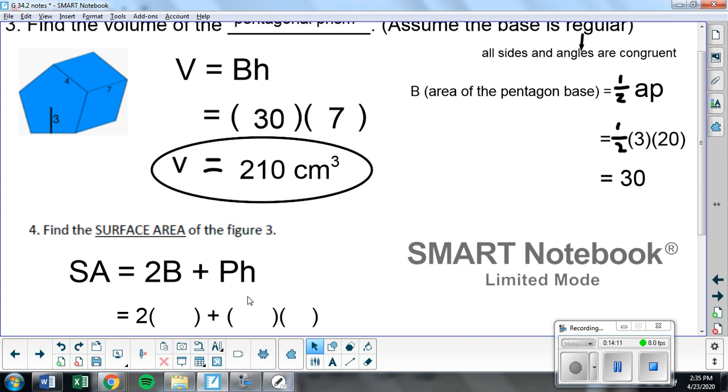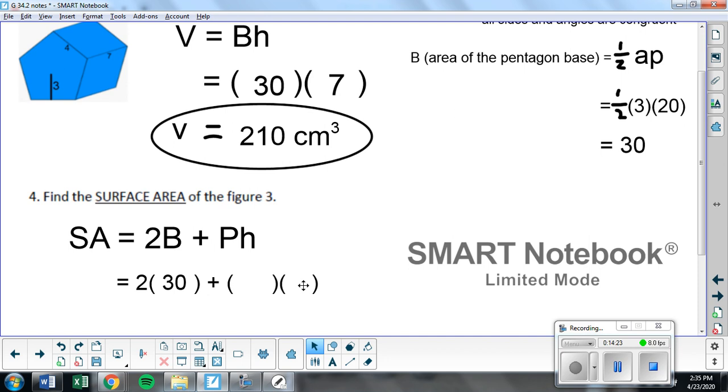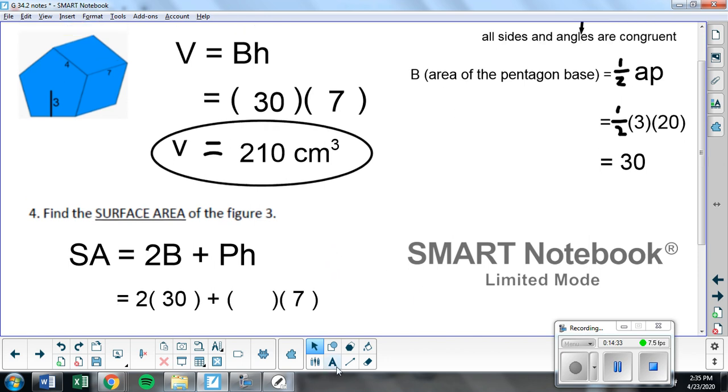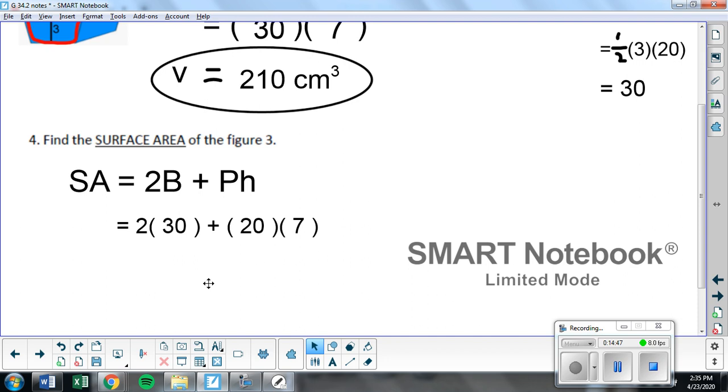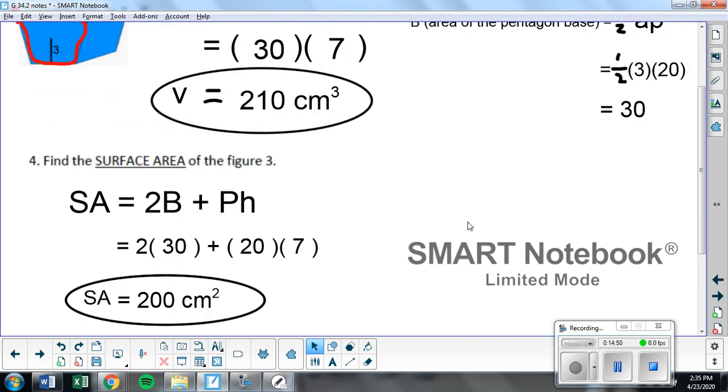So we've already found capital B and H. Capital B was over here. You don't have to show the work again because you already did it. The area of this pentagonal base is 30. Let's fill in height because we already have that. The height of the prism is 7. And then perimeter of the base. So go ahead and look at your pentagon. What is the perimeter of this? Well, 4, 4, 4, 4, and 4 is 20. Grab a calculator, multiply that out to get your surface area. Don't forget the units for surface area is centimeters squared. There you go. You can start your homework.